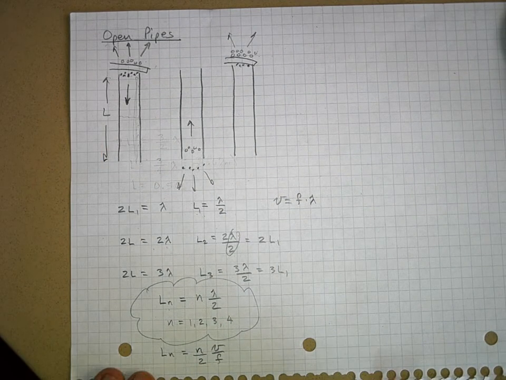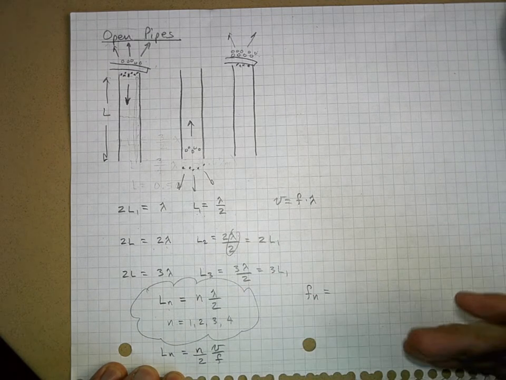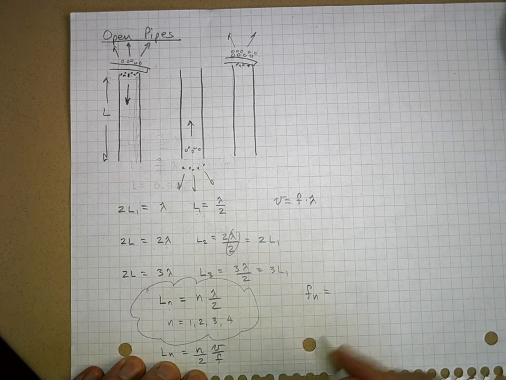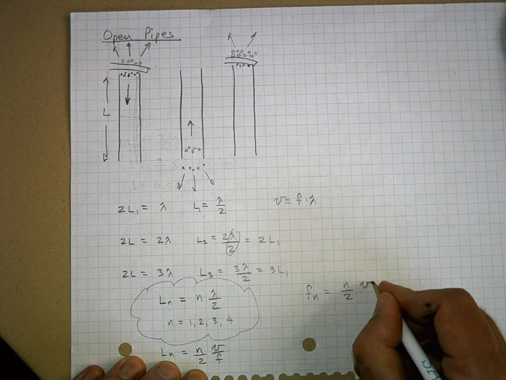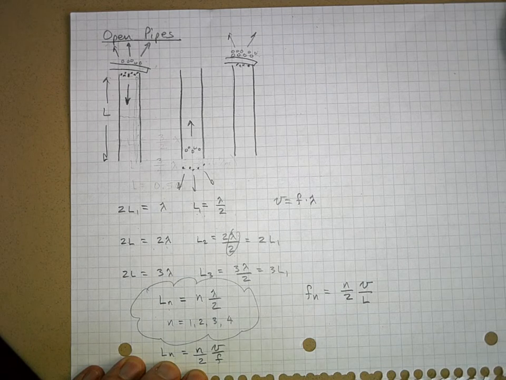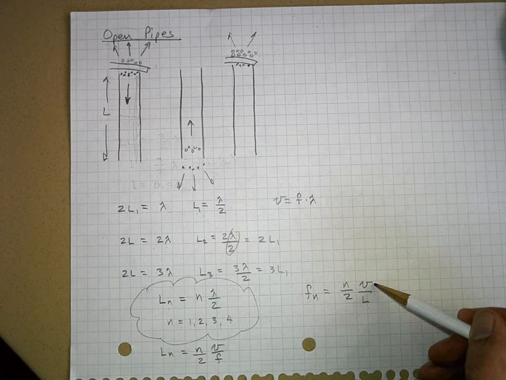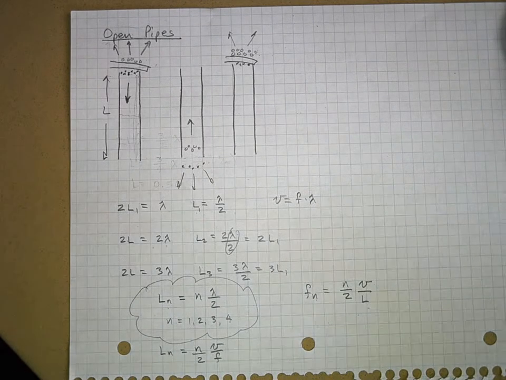Right? Well, what if I want to know the different frequencies? F sub n, the different frequencies that will resonate in that pipe, is going to be equal to, what if I hold the length fixed? That's going to be n over 2 times the speed of sound over L. Okay? And so this will give me the different frequencies that will resonate in a given length of pipe. If you know the speed of sound and the length of the pipe, these are the different frequencies that will resonate.